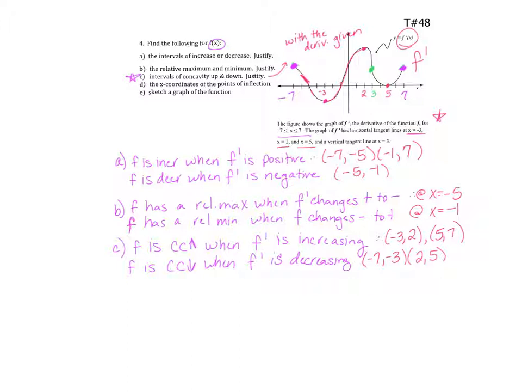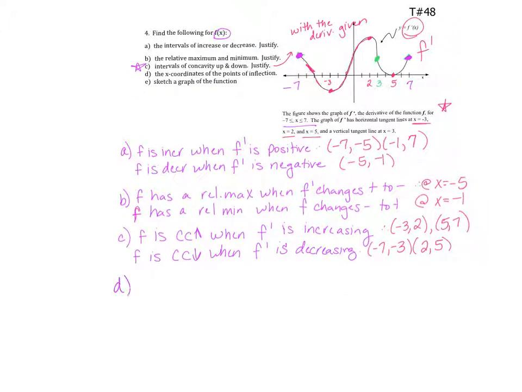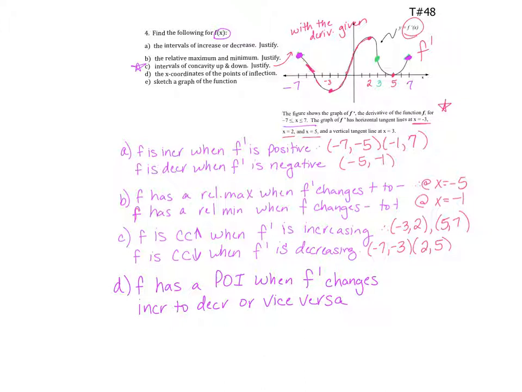Okay, so part D says the x-coordinates of the points of inflection. So we know that f has a POI when f prime is doing what? When f prime changes from increasing to decreasing, or vice versa. Because we know that the second derivative has to change sign, but we're given the first derivative, so we have to justify that way. So where is that? I'm decreasing to -3, and then I increase, so at -3 I go to increasing, so 2, and then 5. And those are going to be my POIs on f.